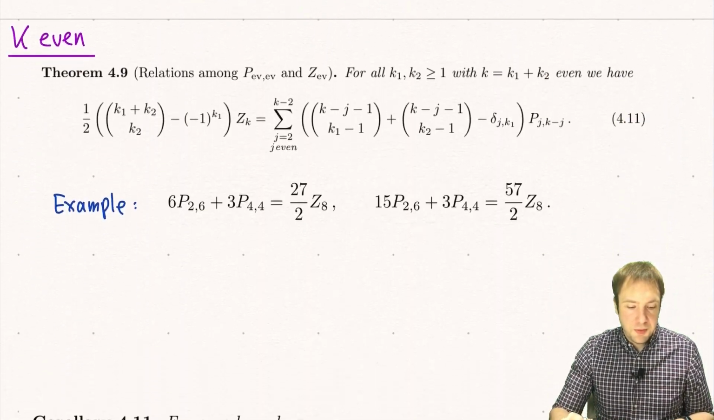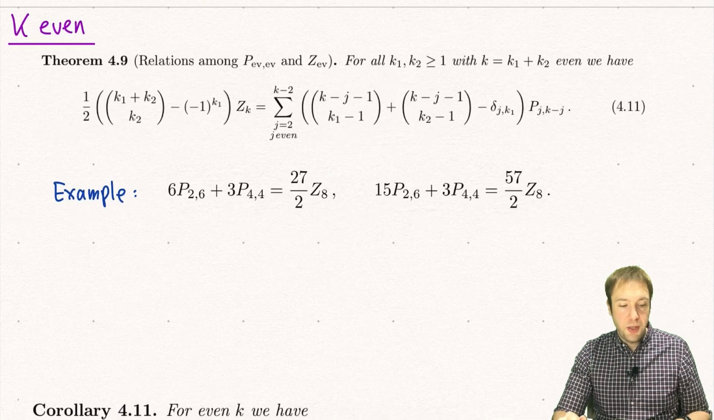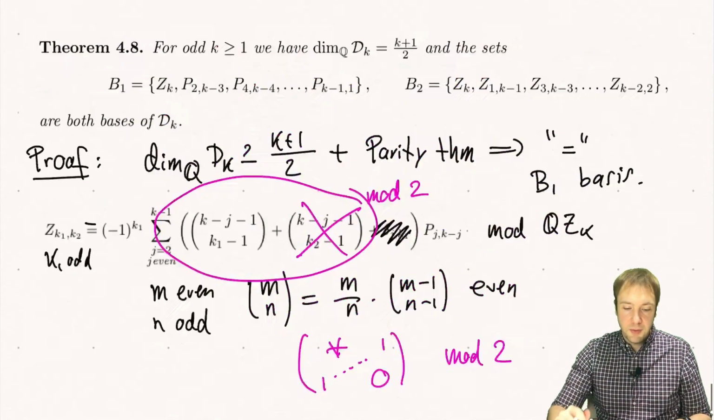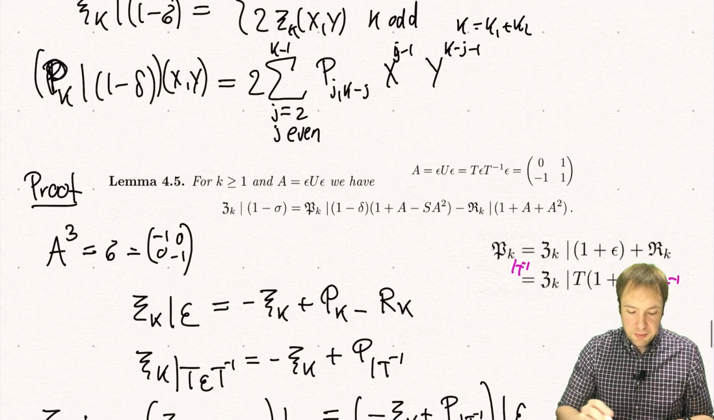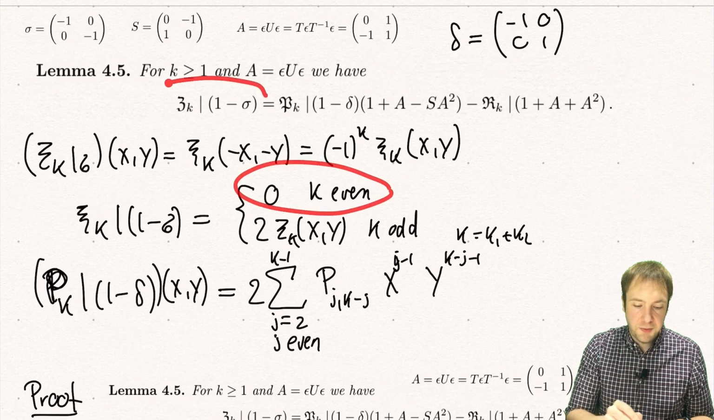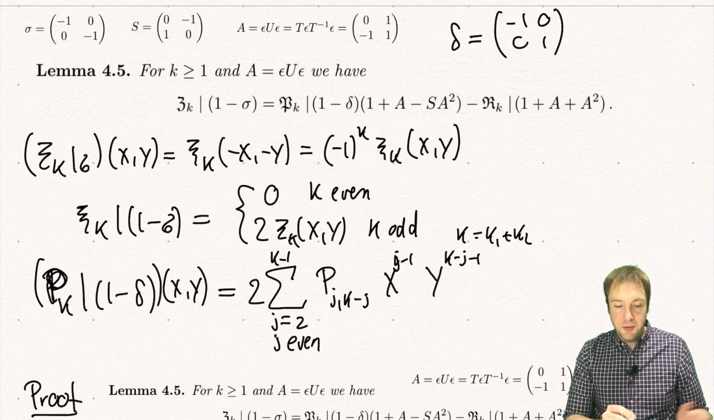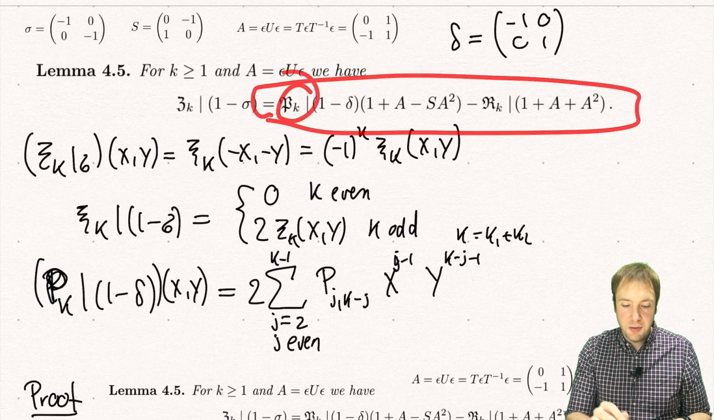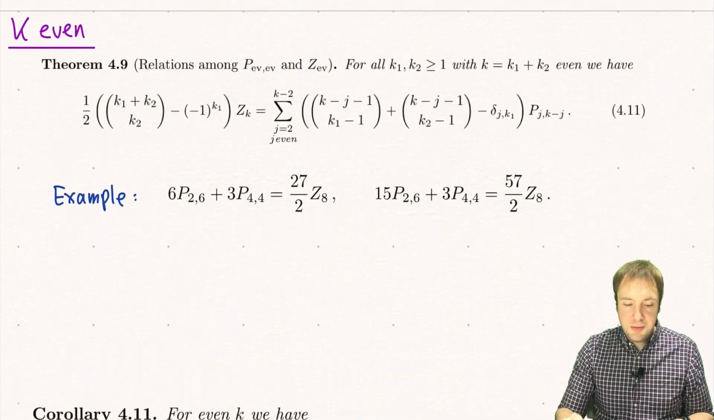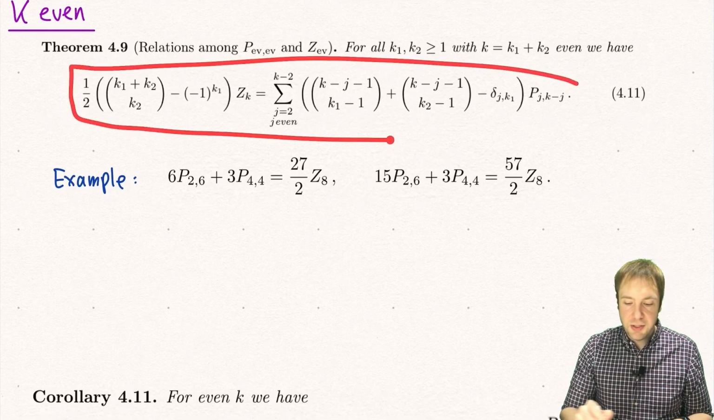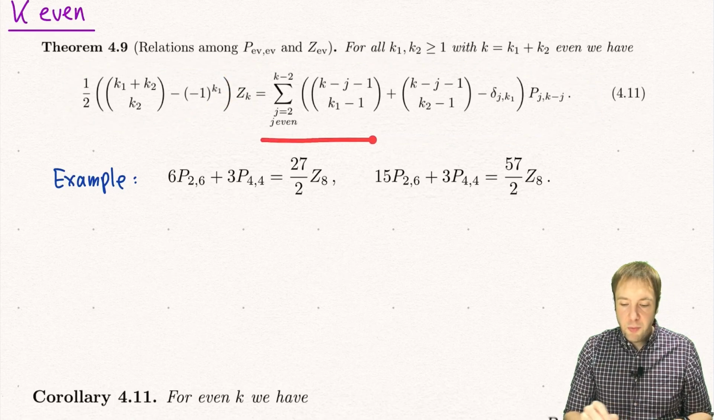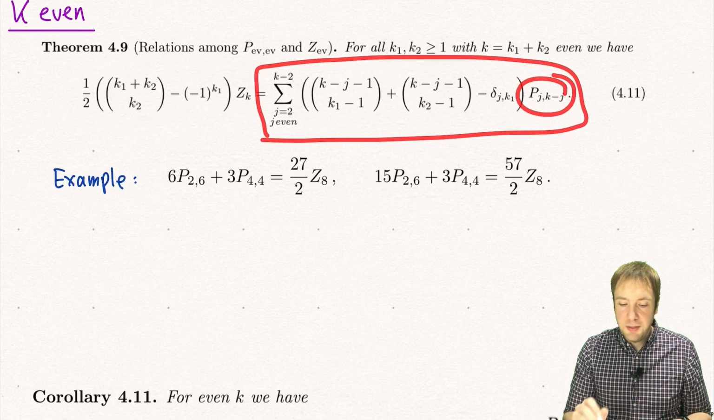Okay, so now the consequence of our lemma for the even weight case. So again, if I go back here to the lemma, if k is even, then we discussed that the left hand side here is just 0, and therefore we get a relation among p's and single z's, and this can be written down explicitly, giving this relation here, that this z_k with this factor here can be written as a linear combination of these p's.